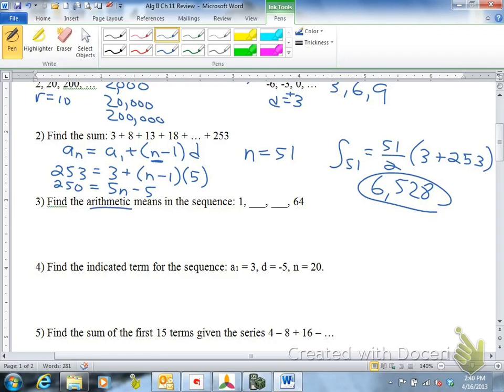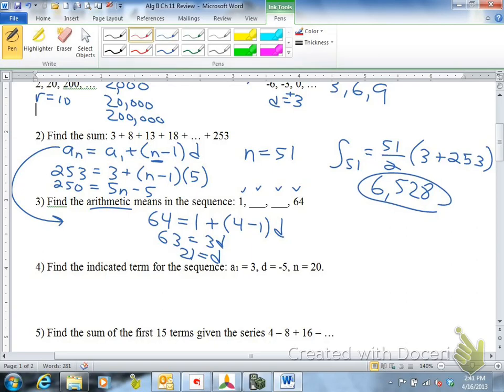For the next one, you're told that it's an arithmetic means. So you might be able to guess what the difference is, but you can use the same formula down here. 64 equals the first term 1 plus the number of terms. You have 4 of them, so 4 minus 1 times d. When you solve this, you would get d equals 21. And so you're going to be adding 21. So this would be 22, 22 plus 21 is 43, are the missing terms.